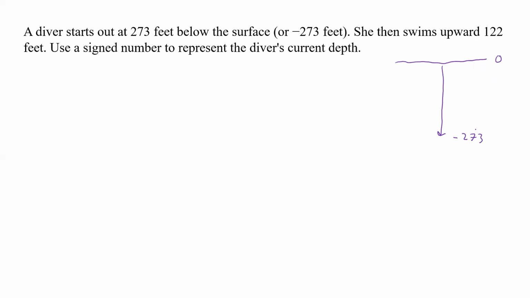Then what we're going to do is say, okay, well, now we're here. Now we want to swim up 122 feet. So we want to add 122 feet to that. Okay. So what we need to do is write this as negative 273 plus 122. And now we have two things that are opposite signs. So we can take the larger, 273 minus 122. 3 minus 2 is 1, 7 minus 2 is 5, 2 minus 1. And so we get 151, but we take the sign of the larger, so it's negative 151 feet.